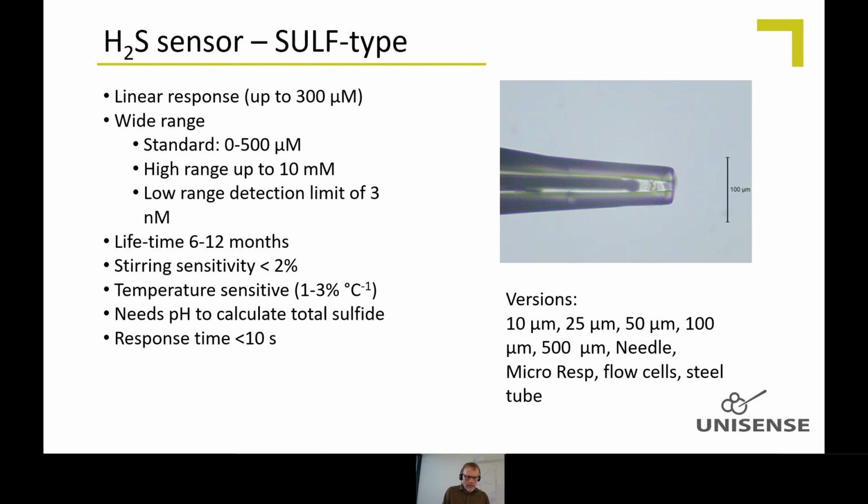So the sulfide sensor is linear up to 300 micromolar in the standard version. It can go up to 500 micromolar, but then it's not linear at that range. We can make special versions, high range, up to 10 millimolar, and also low range that has a detection limit of all the way down to 3 nanomolar.